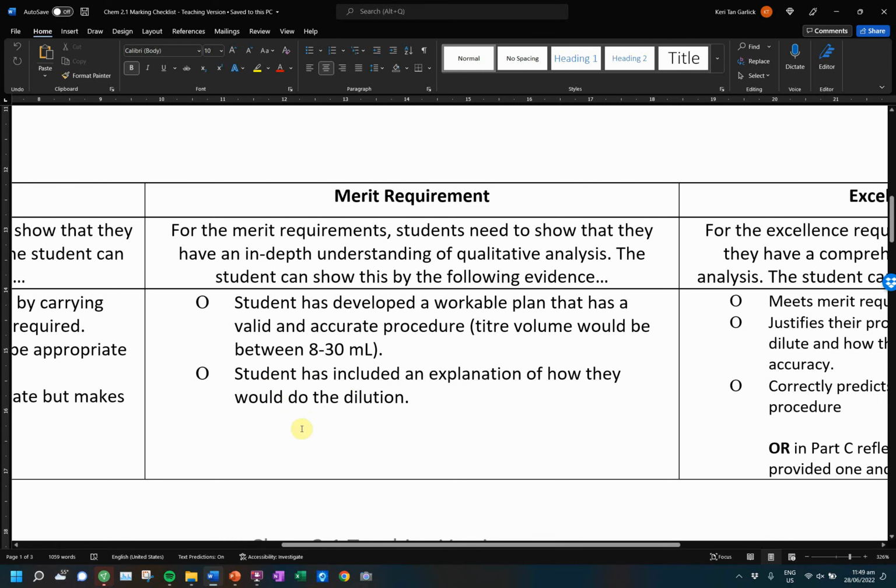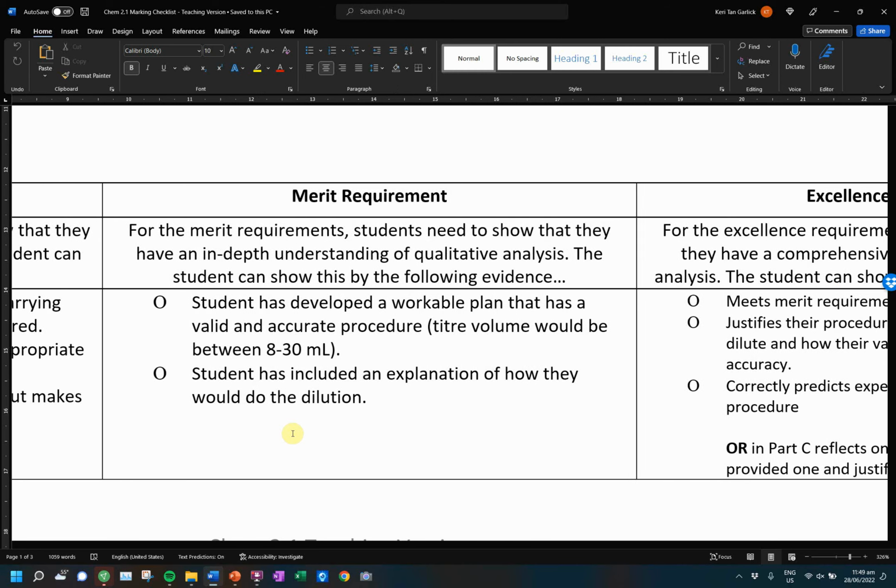The other thing is that I need you to explain how you do the dilution, and I'm going to look at that in 2 places. I can look at it in that scaffolded paragraph, and I can look at it with the prep work you were doing to make those plans. All right? So most of you can do that. Most of you are probably going to be at the merit for this part A.